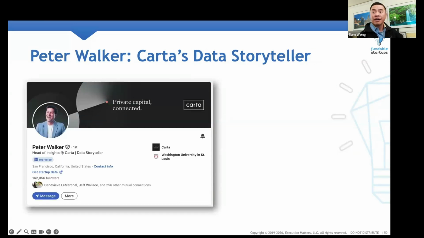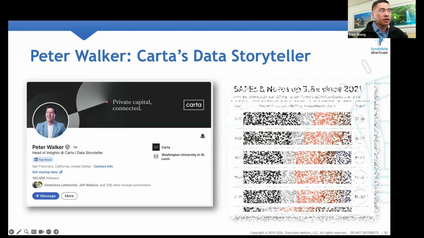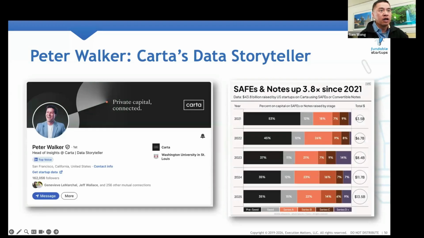So I do want to mention Peter Walker. Peter is a senior director over at Carta, and he has the reputation as Carta's data storyteller. Carta is a cap table management platform. And I encourage you to follow Peter on LinkedIn. He has lots of fantastic posts, including this one here, where he delivers some stats from their analytics because they manage so many startup cap tables.